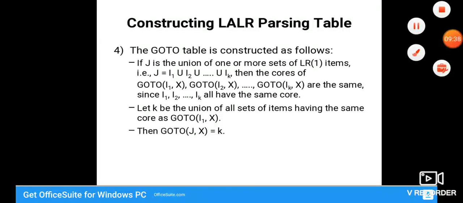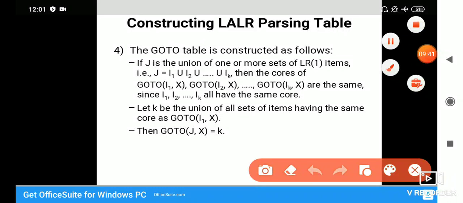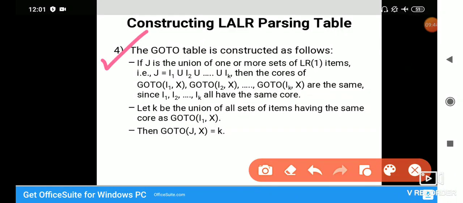Now in the goto table also we will do the same thing. We will try to merge. That is what is said. If J is the union of one or more sets of LR1 items, that is J equal to I1 union I2 union up to Ik, then the cores of goto(I1, X), goto(I2, X), up to goto(Ik, X) are the same, since I1, I2 up to Ik all have the same core. So in that case we will do the union. As you can see in the second point, let K be the union of all sets of items having the same core as goto(I1, X), and finally goto(J, X) will be K.